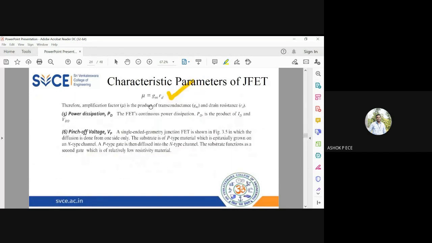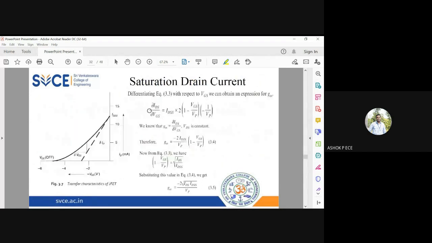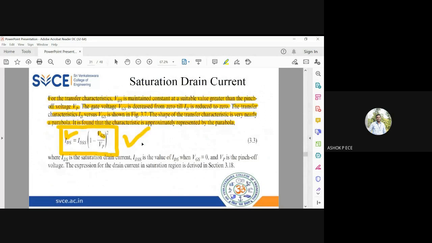So always remember that the gate voltage is negative. Don't forget that. At the condition VGS equal to VP, the drain current becomes 0. But VGS equal to VP does not mean you can give a positive voltage to the gate. It means the magnitude of the voltage you give is equal to VP, but the sign of the voltage will always be negative. Be very clear on that.